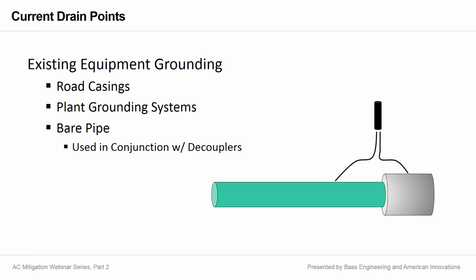Now keep in mind, any coupling that you do between your pipeline and that existing grounding, you're going to want to connect that through a decoupler. Remember, the purpose of that decoupler is to block DC power passage and allow AC power passage. So the decouplers are critical in these systems to provide that blocking function that keeps our CP system operating effectively and allows our AC mitigation system to function as intended.